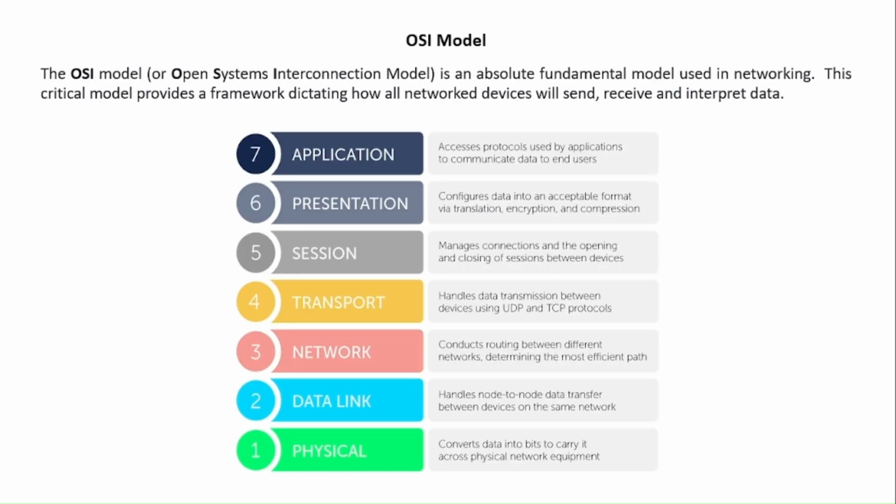Next is the OSI model, the most important part in computer networking. The OSI model, also known as Open Systems Interconnection Model, is an absolutely fundamental model used in networking. This critical model provides a framework dictating how all network devices will send, receive, and interpret data. In this OSI model, it is basically divided into 7 layers. First physical, second data link, third network, fourth transport, fifth session, sixth presentation, and seventh application layer.